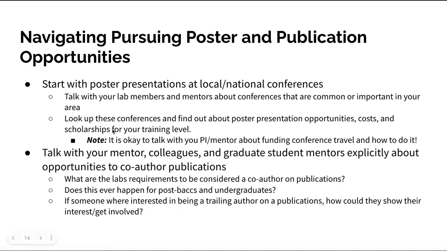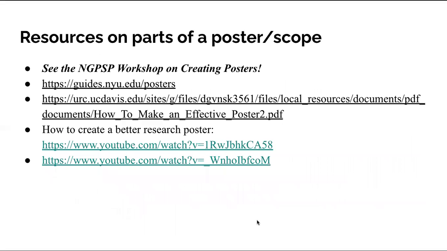And I touched on this before, but definitely talk about co-authoring papers explicitly, or your interest in that. Some questions that I would ask are, what are lab requirements to be considered a co-author on publications? Does this ever happen for postdocs or undergraduates if you're considering joining a new lab? I think that's a really smart question to ask. And then if someone were interested in being a trailing author on a publication, how could they show their interest or get involved? These are all fair questions to ask, especially at the onset of joining lab spaces.